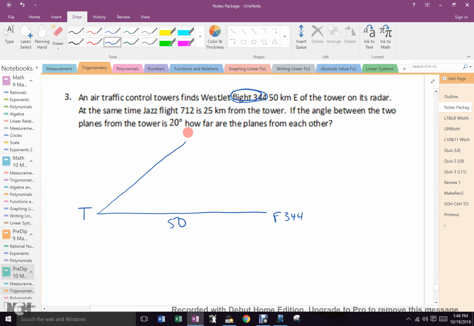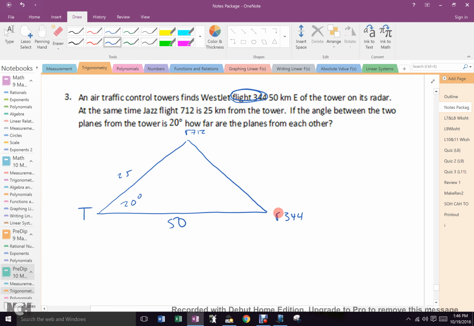So here's flight 712. And the angle between them is 20. How far away is that? 25. So I want to know how far the planes are from each other so I don't have to worry about them crashing into each other. Good? Great. Do I have a pair?